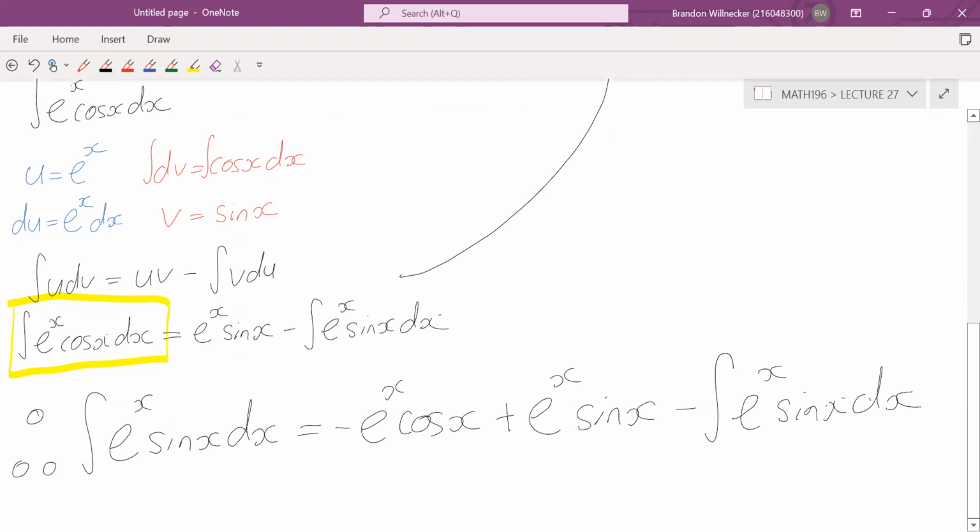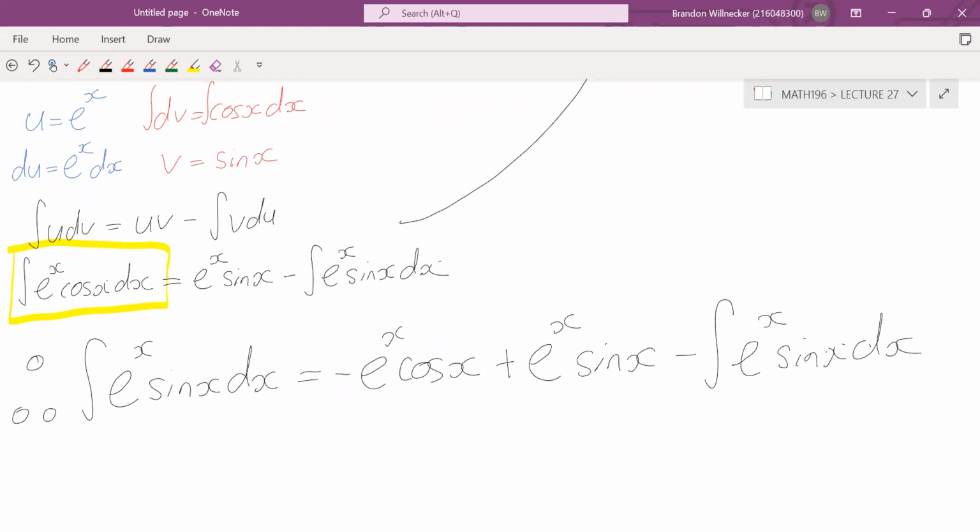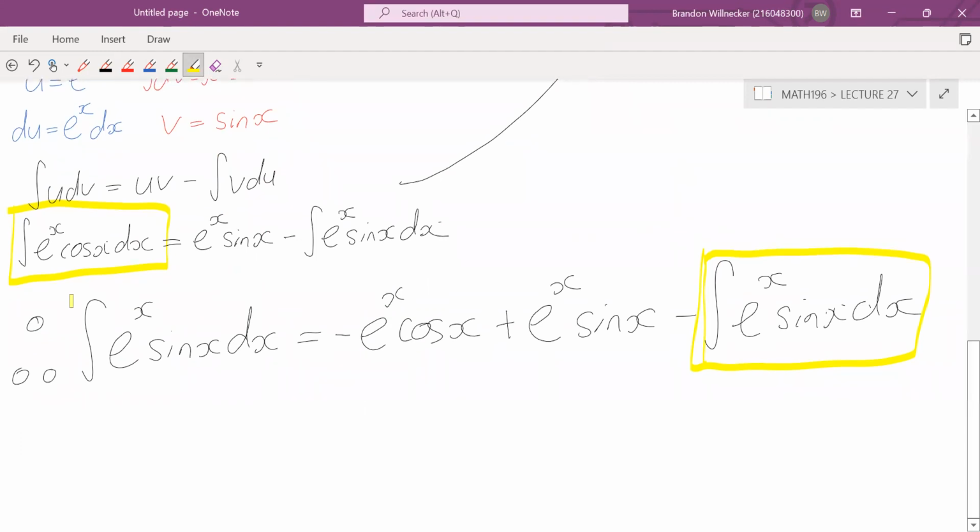Now, you might think to yourself, this is a problem, because over here we've got another integration by parts to do. You might think we're going to have to do this a third time and a fourth time and so on. But we don't need to, because look at the integral we're trying to work out. We've got that on the left-hand side, and we've got this on the right-hand side, but with a minus sign.